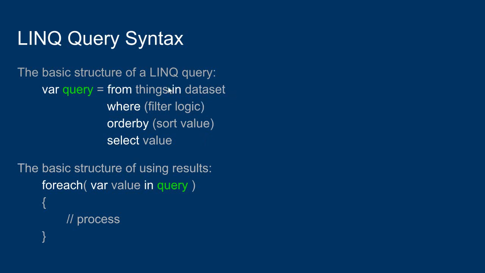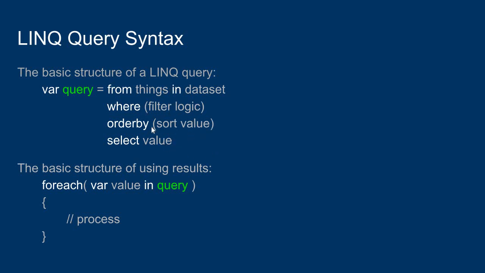All right. So some of the main pieces of a query are as follows. First, we're going to try to select some type of data from some type of data set. The keywords are highlighted a little bit lighter here: from, in, where, order by, select. These are keywords in the C# syntax. The light gray things, data set, filter logic, sort value, these are what we are going to change to build our custom query.